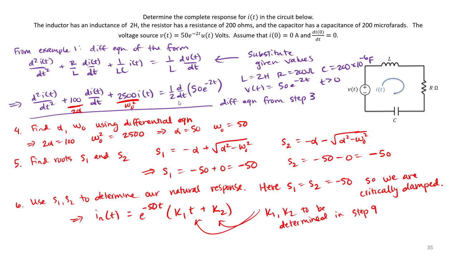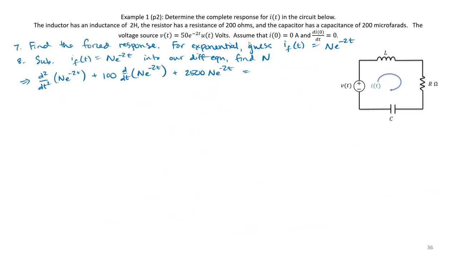The derivative of this is actually going to be negative 1/2 times 2 times 50, or just negative 50 e to the 2t. I'm sorry, negative 50 e to the negative 2t. So we have that as the right-hand side.